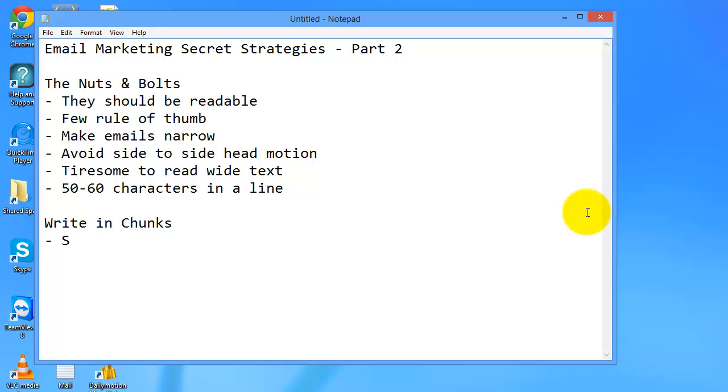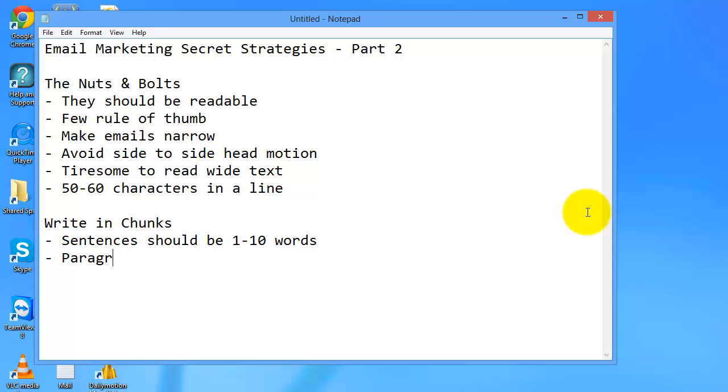So writing in chunks means sentences should be 1 to 10 words, very small sentences. Like this can be an example of a sentence. 1, 2, 3, 4, 5, 6, 7. So this has 7 words, right? So it can be very small, 1 to 10 words, and then paragraphs.